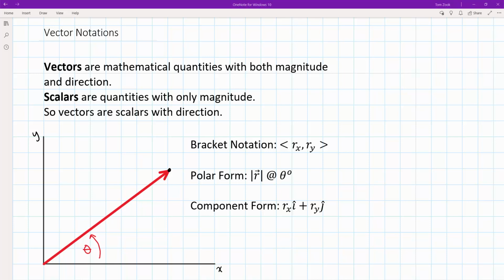Hello. In this video, we're going to take a little look at vector notations as part of an introduction into two-dimensional motion, and then also other two or three-dimensional quantities that we may need in physics, things like forces, momentum, etc. So we'll start off by defining the difference between vector and scalar quantities.